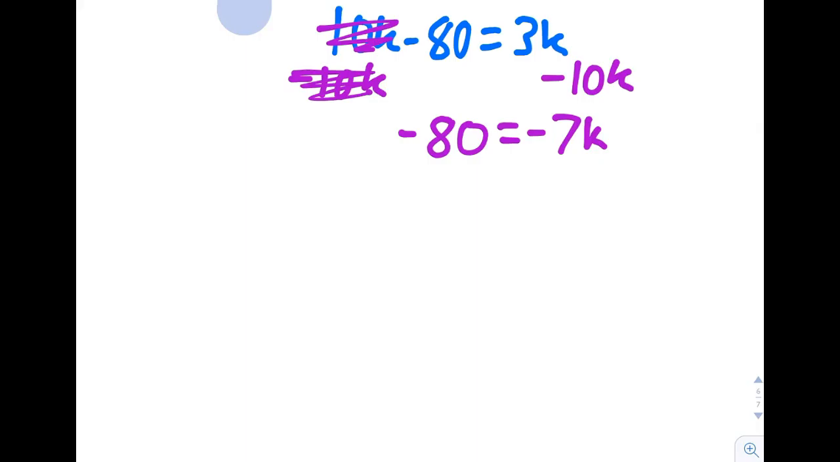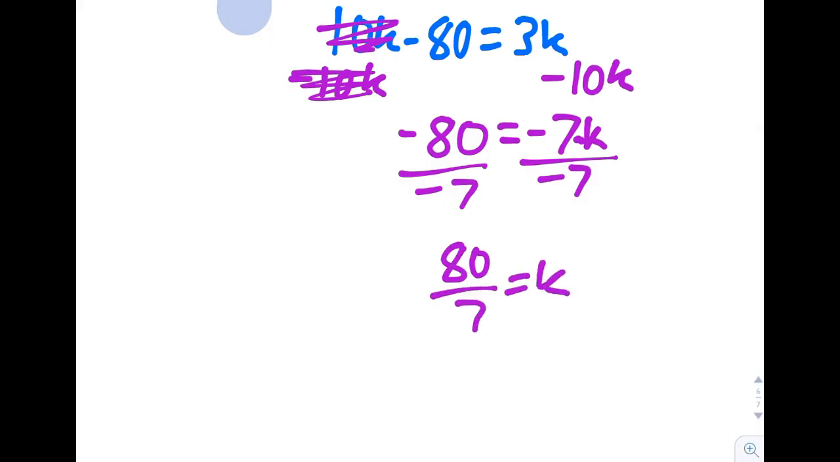And then to finish out the problem, we want to get k alone. This is multiplication, so we need to undo multiplication with division. Our goal is to get k alone, so we get rid of everything that is not k by dividing both sides by that negative 7. And we get 80 over negative 7, which if we make both of those positive, the negatives can undo each other. 80 over 7 equals k. And since 80 is not divisible by 7 and 7 is prime, we are done.